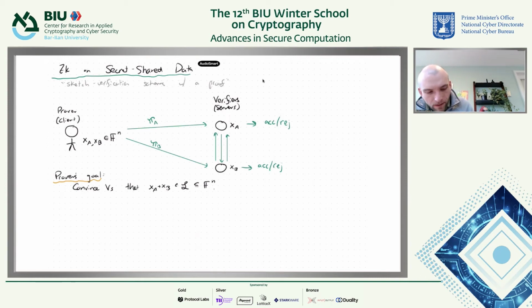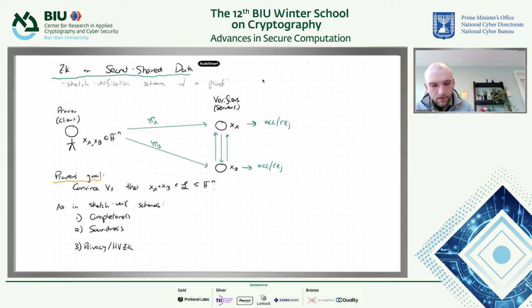But the goals here are quite similar. As in sketch verification schemes, we still want the usual three properties: completeness and soundness, and some kind of privacy or zero knowledge. Again, I'll just stick to honest verifier zero knowledge. So I'll try to sketch what these mean.